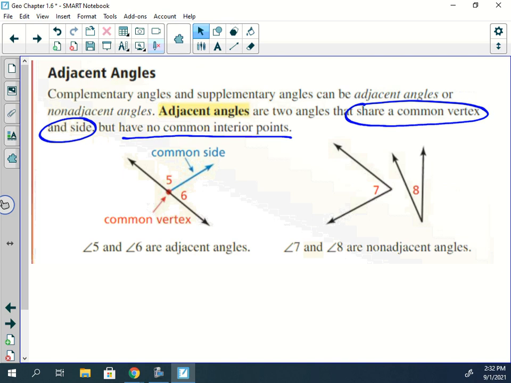Any questions on adjacent angles so far? Okay. The main points I would get for this here is common vertex and side, but no common interior points is the main thing about adjacent.